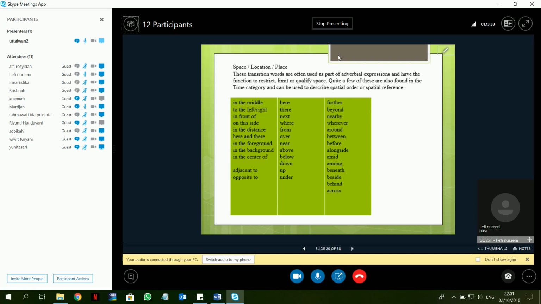Nah, selanjutnya kata hubung itu bisa juga untuk menunjukkan space, location, or place. These transition words are often used as a part of adverbial expression and have the function to restrict, limit, or qualify space. Quite a few of these are also found in the time category and can be used to describe spatial order or spatial reference. Contohnya apa?